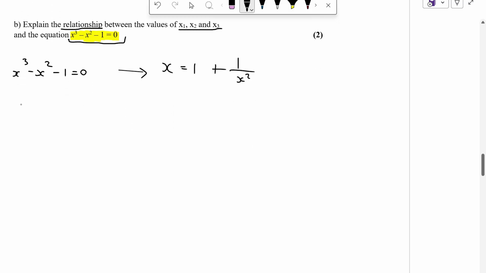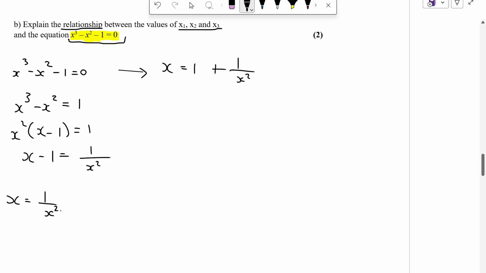So let's rearrange. First I'm going to take the 1 over. Then I'm going to factorize here. Take x squared out. Take that over. Okay, this matches, and I just need this 1 now to be taken over. So x equals 1 over x squared. I'm just going to write in the same format.